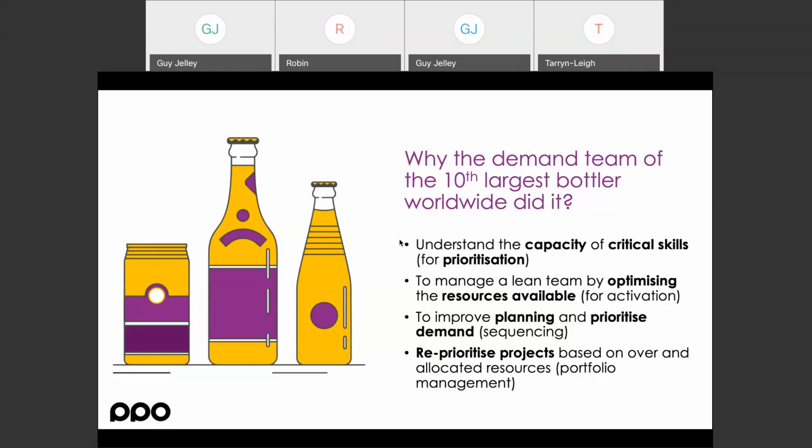The journey we did with them got to a point where they had to actually reprioritize their projects based on the over-allocation, to a point where there was a more evenly spread priority and sequencing of their projects, such that the lean team that they had and those key critical resources were actually rolling from one project to the next, but not causing bottlenecks in the process.